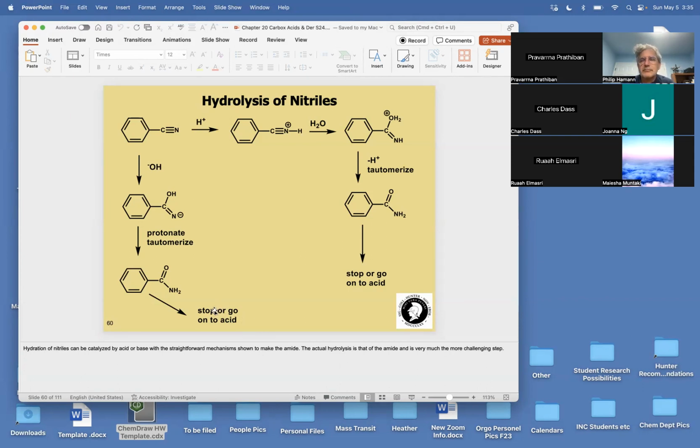Oh, okay, so if this was an exam question, we would have to show it going completely to the carboxylic acid? Well, you have to read the instructions and do what's requested. Okay, so I would be specific as to whether I wanted the amide for the product or all the way to the carboxylic acid. Okay, thank you. And you've got to admit, these two aren't that hard, right? Just to the amide. Yeah.